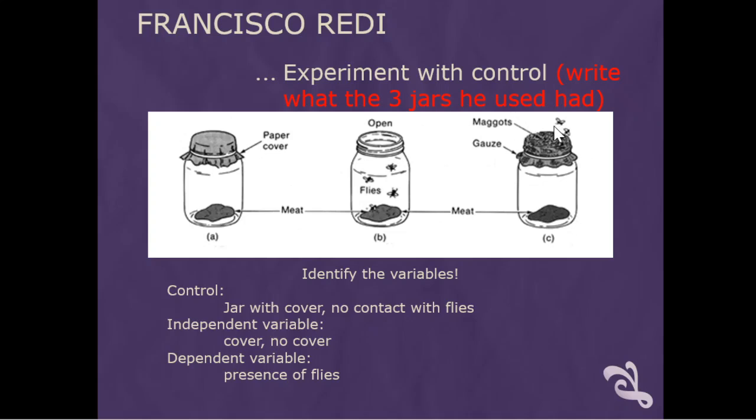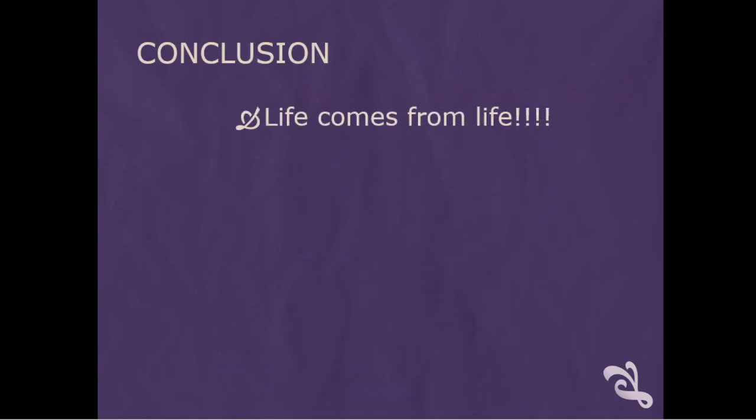They had to come from somewhere else. So his conclusion ended up being that flies have to come from other flies, that you have to have this open so that the flies can come here and lay their eggs and then create more flies. That flies don't just live on meat all the time and just show up. So his conclusion became life comes from life, so that spontaneous generation cannot occur.